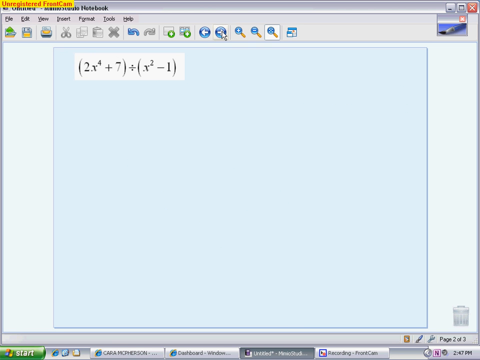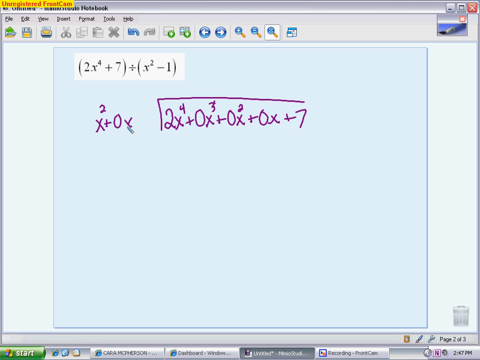Here's another version of long division, but this one has a few things to consider. The biggest being you have a lot of terms that are not there. So when I write this down, I'm going to have a 2x to the fourth, but then I'm going to have a 0x to the third, a 0x squared, a 0x, so I have a lot of placeholders, a lot more than normal, and then a plus 7. And then I'm going to do the same thing with what I'm dividing by. I have an x squared, I don't have any x terms, and I have a minus 1. So it gets kind of long when you put all those placeholders inserted in there.